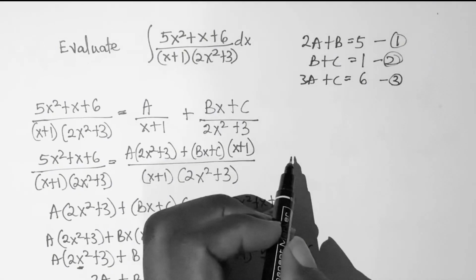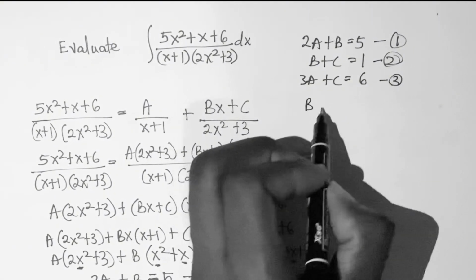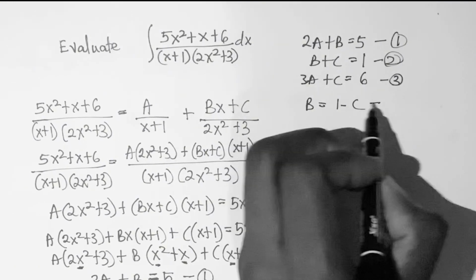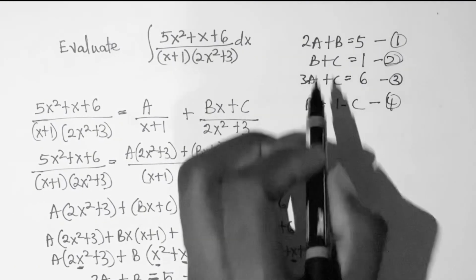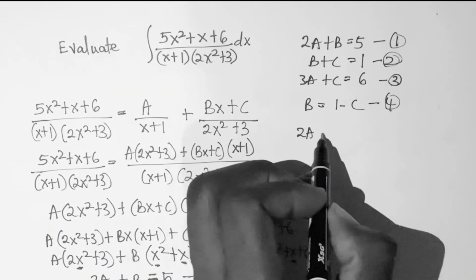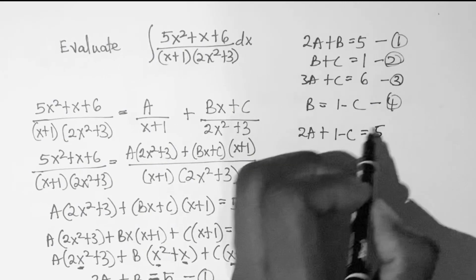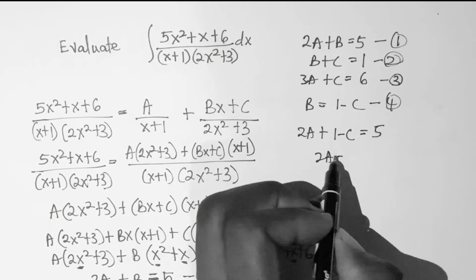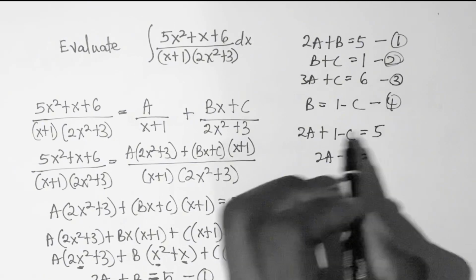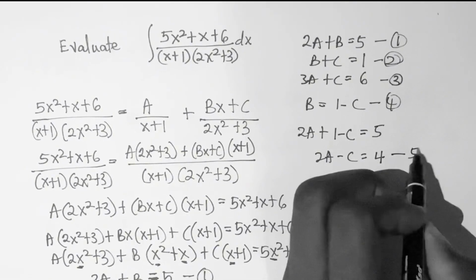Now, from equation 2, we can make b the subject and say that b is equal to 1 minus c. So this is equation 4. So let's put equation 4 in equation 1. So 2a plus b, which is 1 minus c, equals 5. So 2a minus c is equal to 5 minus 1, which is 4. So this is our equation 5.